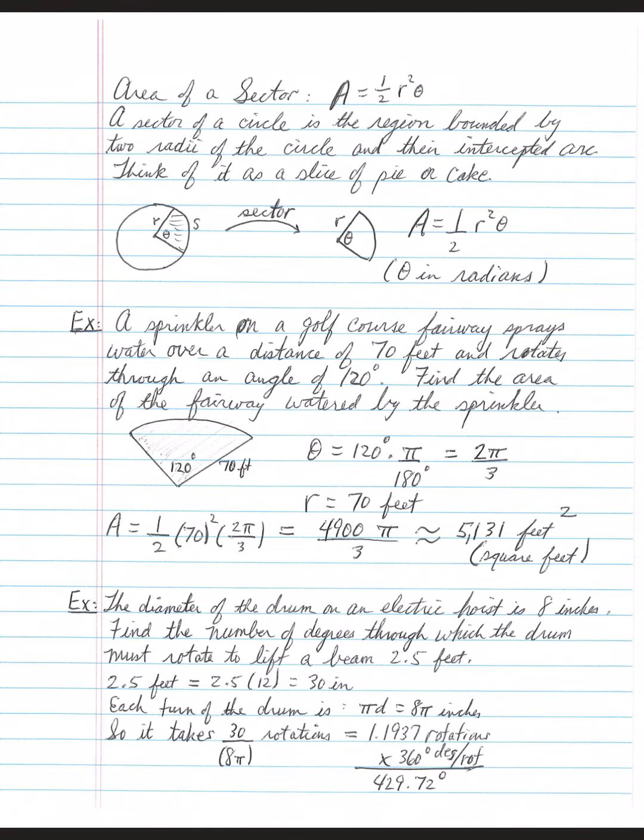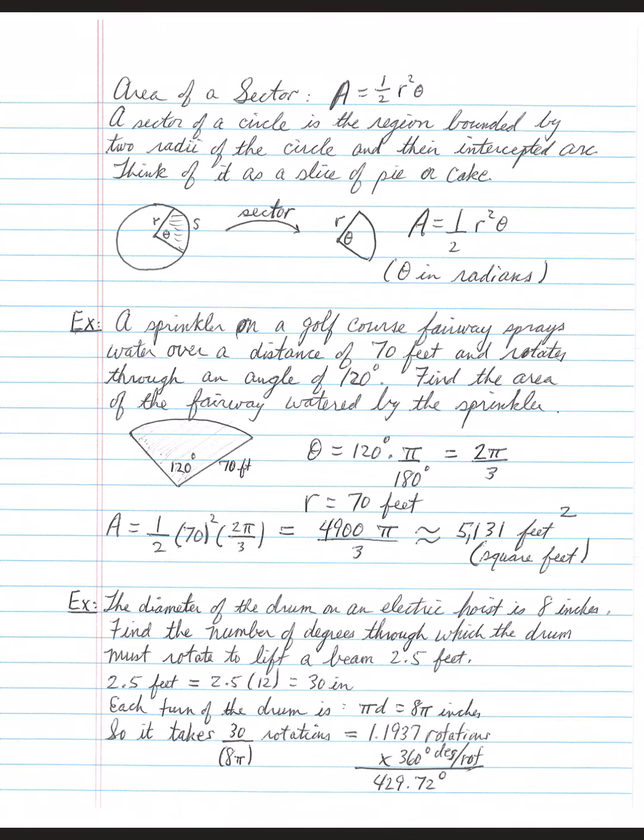The length of your cut is your radius. The angle inside, that's your central angle. Make sure it's in radians if it's not given in radians. And this is your formula to calculate the area of that sector. Let's look at an example.